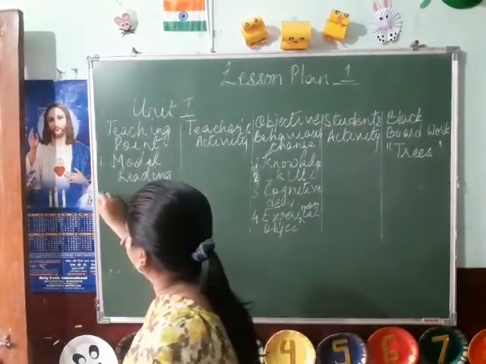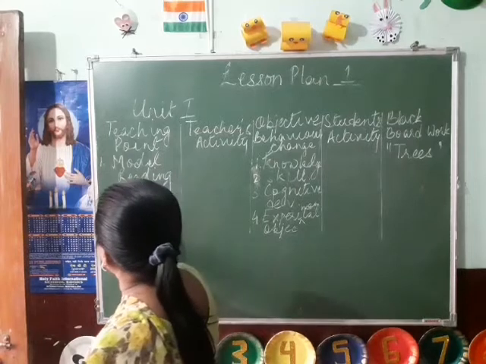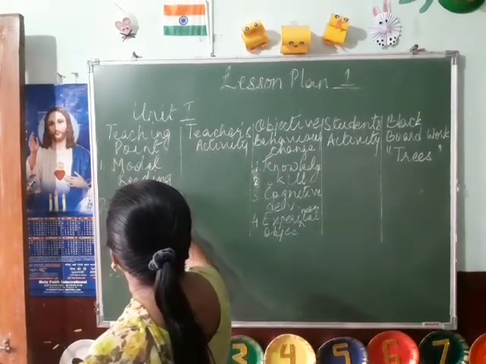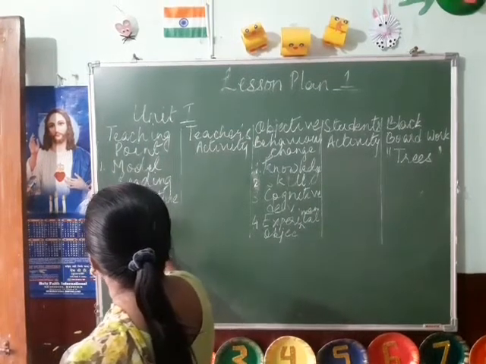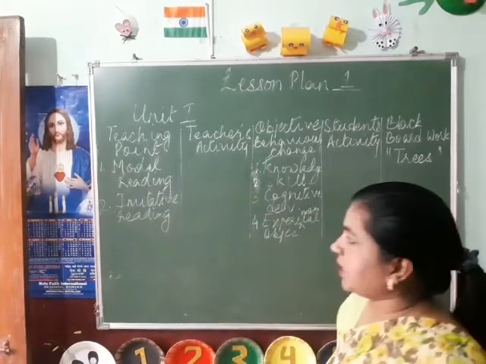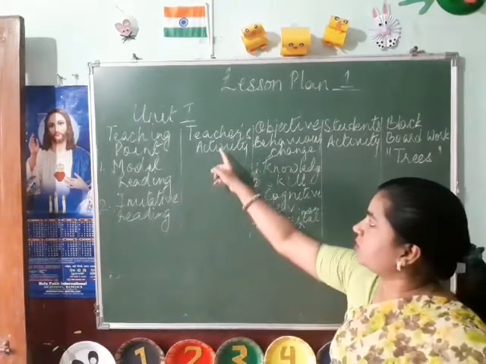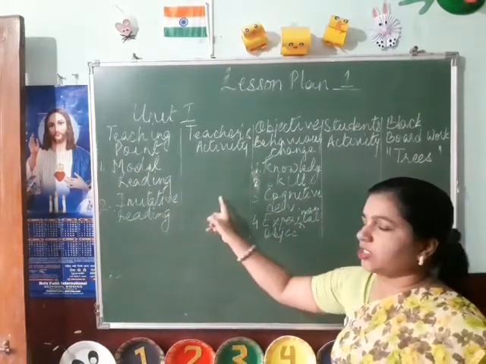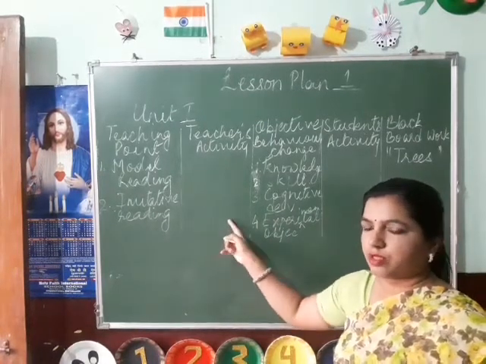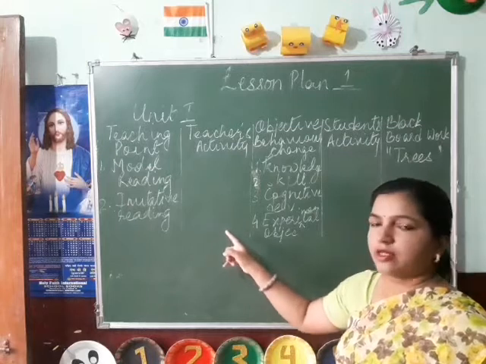Now we come to the second point. Second point is imitative reading. In imitative reading, what will be the teacher's activity? The teacher will ask 3 or 4 students, or randomly students from the class, to read the lesson turn by turn.